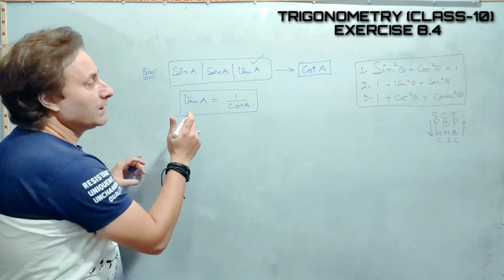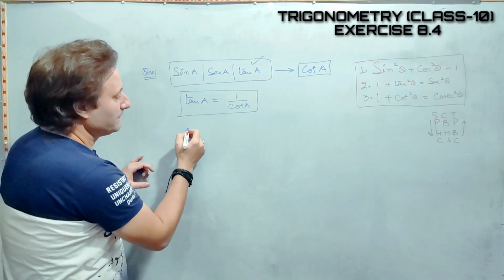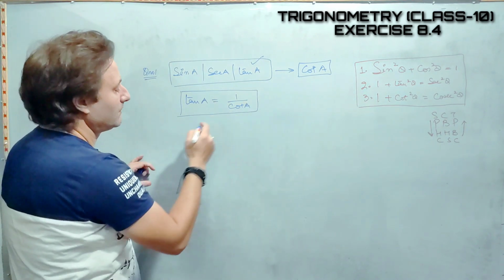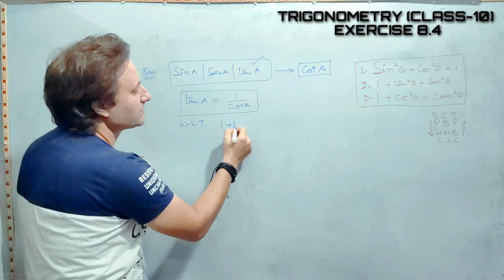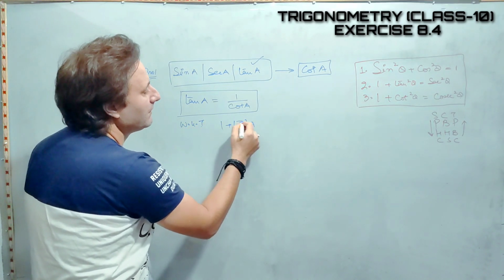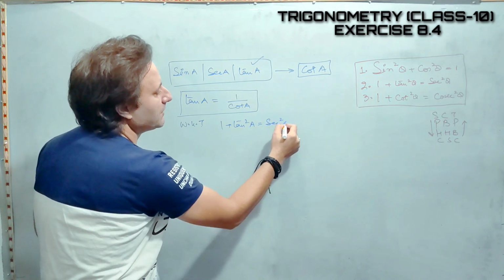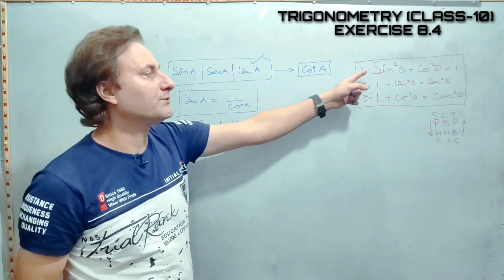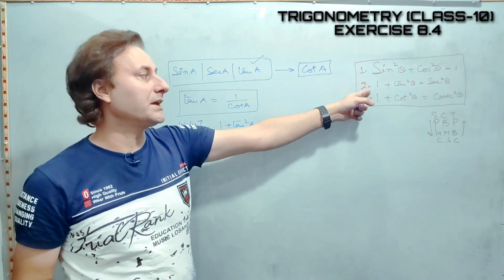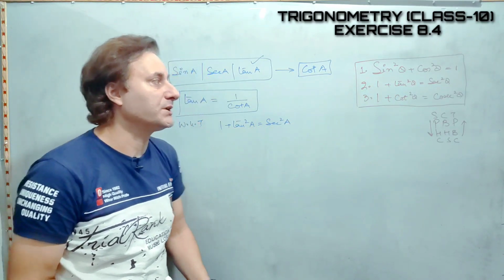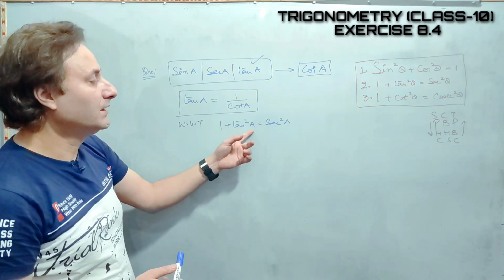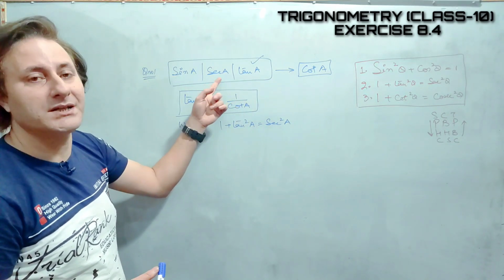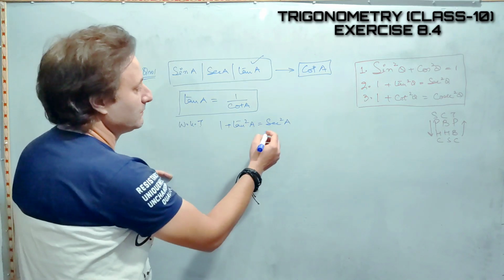Now let's talk about sec. We know that 1 plus tan square A is equal to sec square A. Just now I told you we have three identities. I'm using the second identity. It says 1 plus tan square theta is equal to sec square theta. Instead of theta, I'm putting an A here because the question is in A. So now what happens?